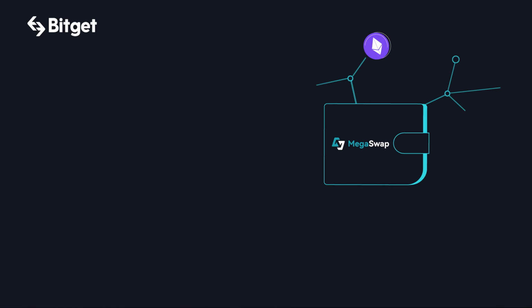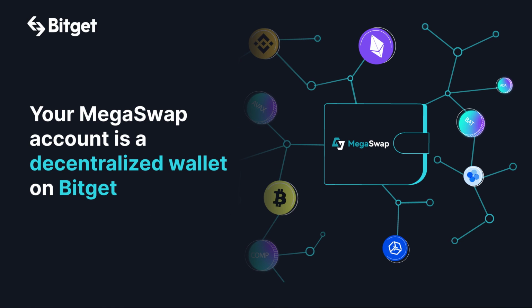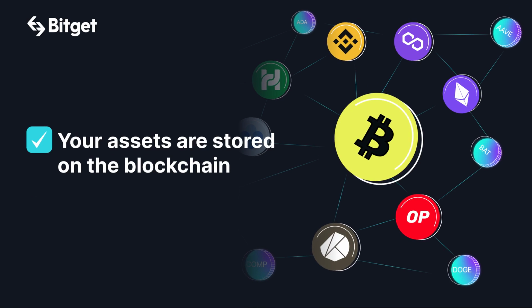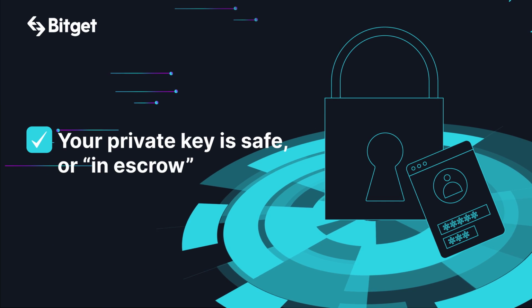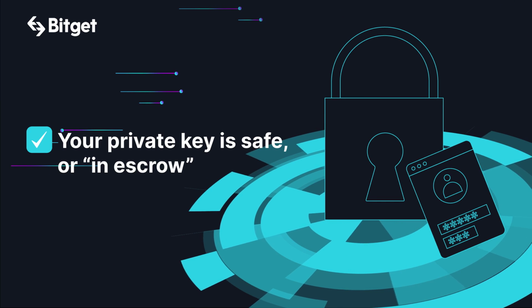MegaSwap is a decentralized wallet that you can use straight from Bitget. Your assets are stored on the blockchain and are less susceptible to hacks. All your private keys are safe or in escrow during swaps, thanks to Bitget.